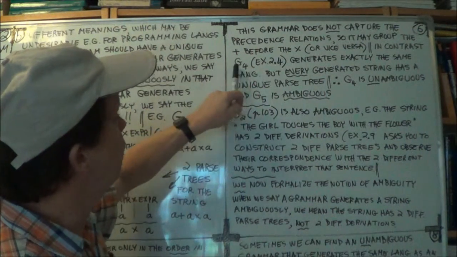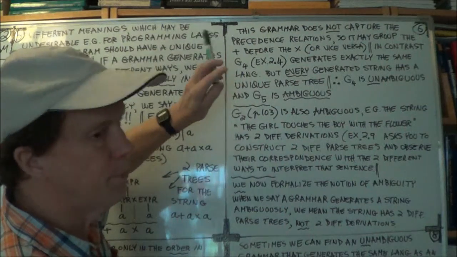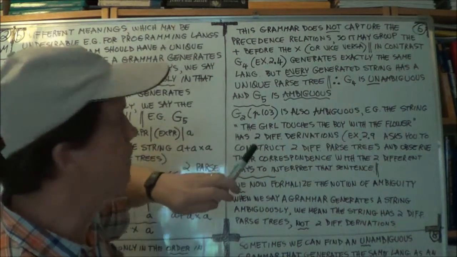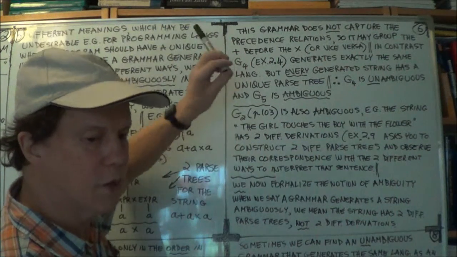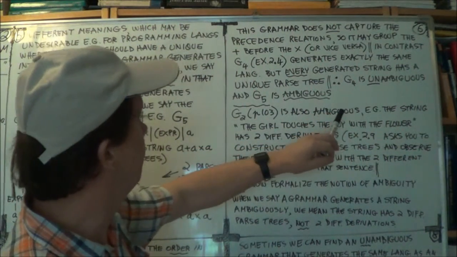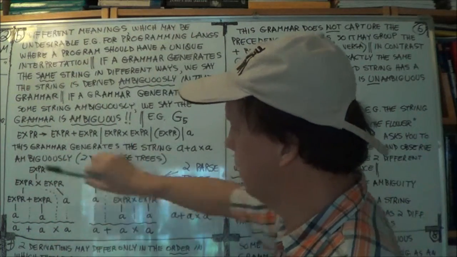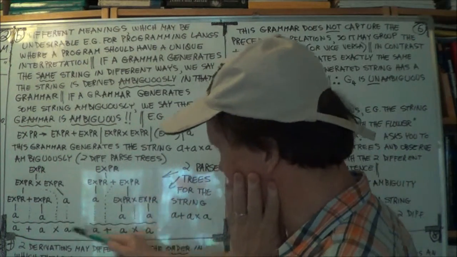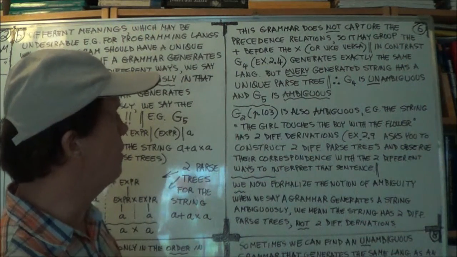Have a look at G4, example 2.4 that we did on a previous board. That grammar, G4, the grammar generating arithmetic expressions, had parentheses. Now, it was not ambiguous, right? There were no different parse trees for the same string. All the strings had a unique parse tree. Whereas G5 is ambiguous. This is G5, and it generates the same string with two different parse trees with quite different structure. You can see the different structures by looking at it. So G4 is unambiguous, although that's not obvious, and G5 is ambiguous.